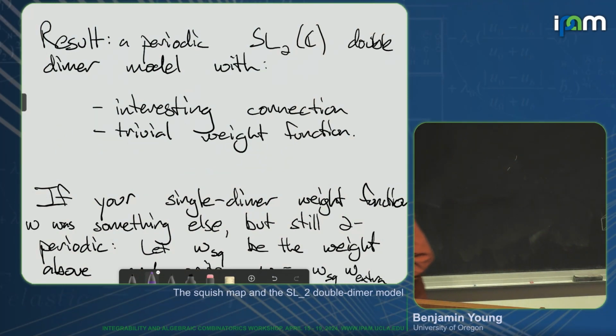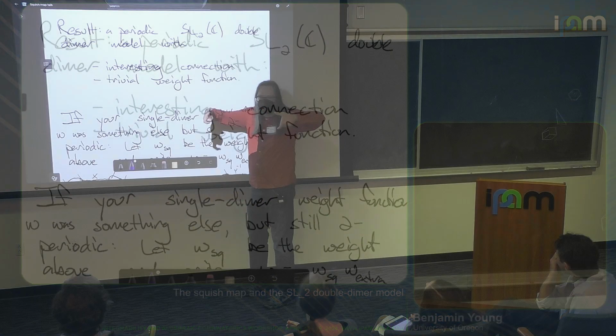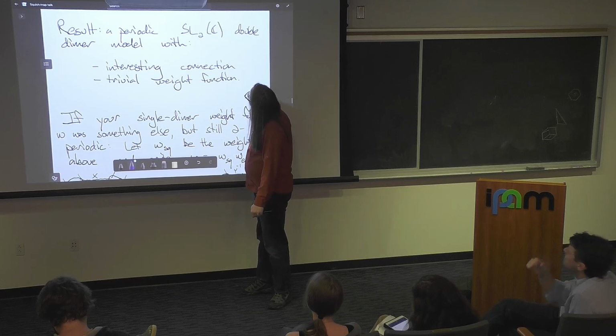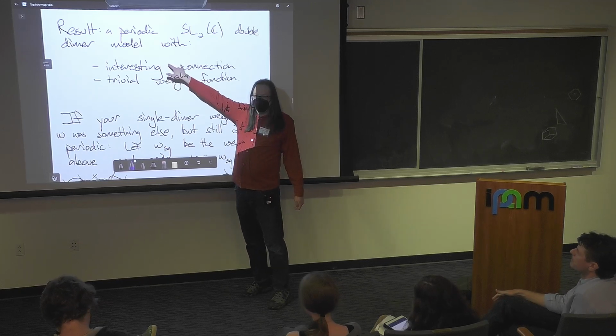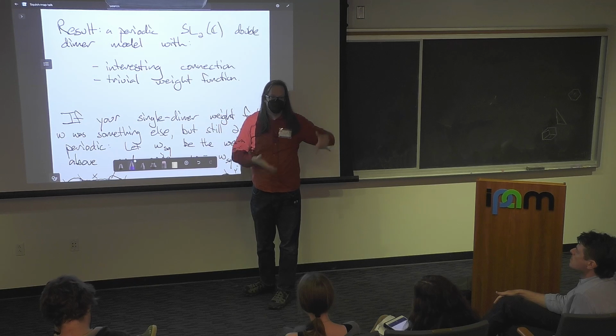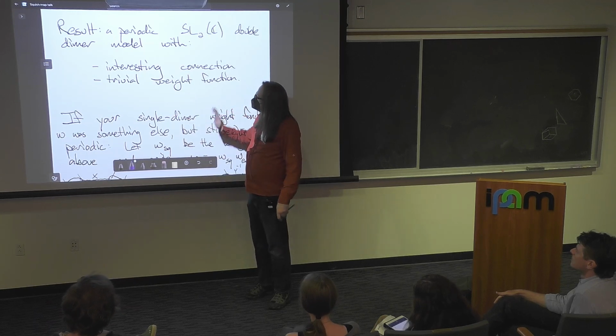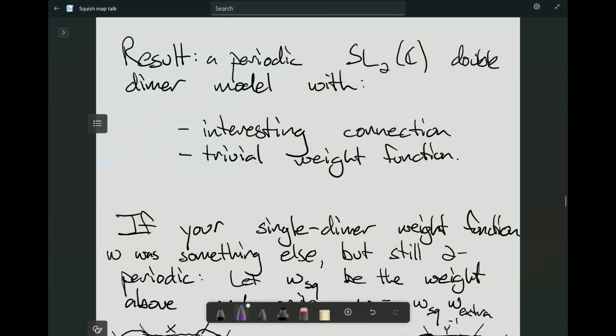Okay, so let's figure out, with this particular collection of weights, what do we get? So we got this very interesting connection. The connection, again, this jargon from differential geometry, that means the matrices. So the weight function we wound up with was trivial. Kenyon's SL2C double dimer model is allowed to have a weight function in addition to the connection. We didn't use it.